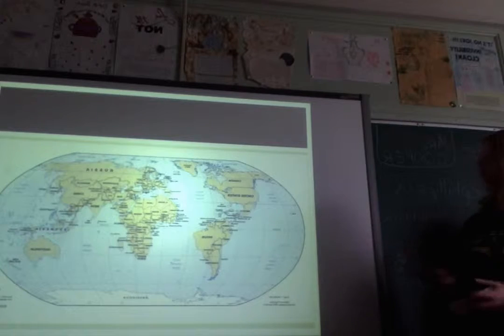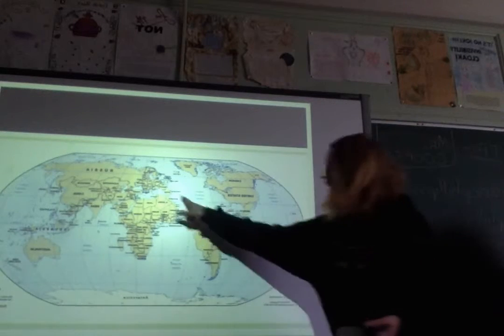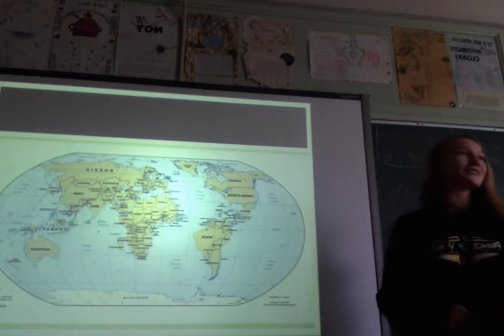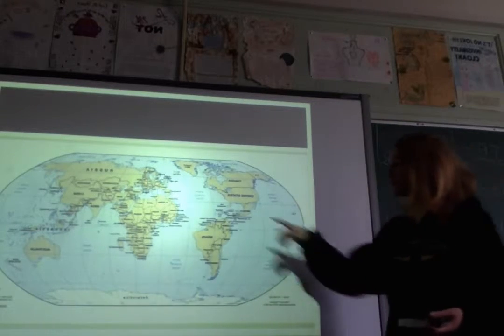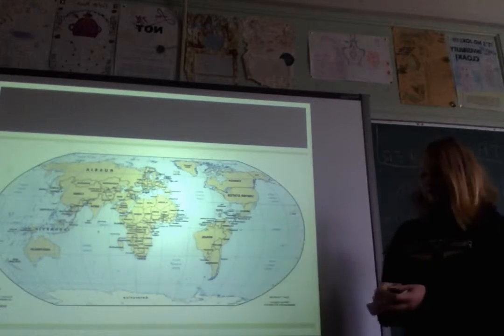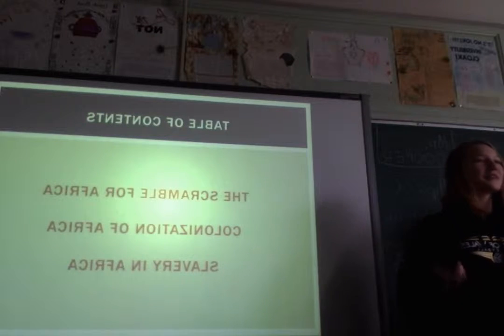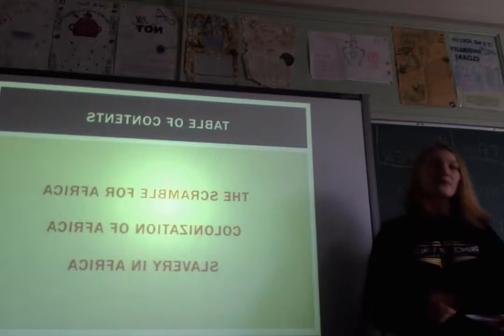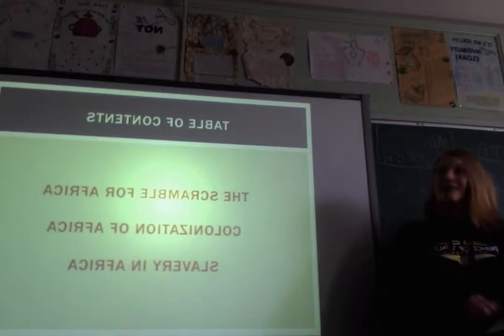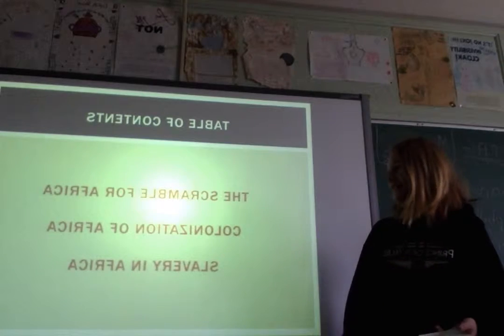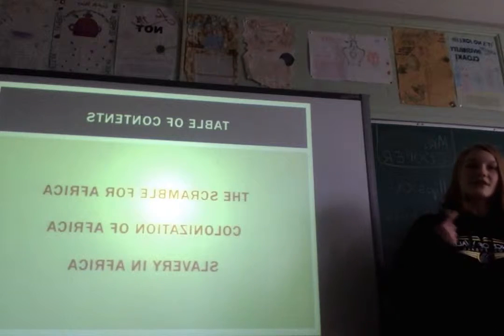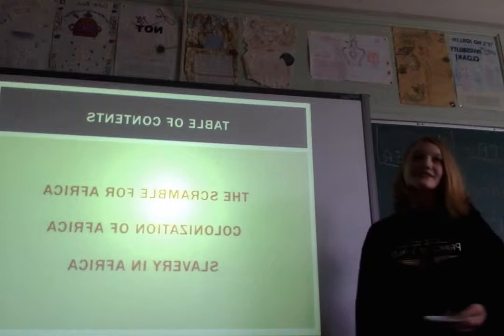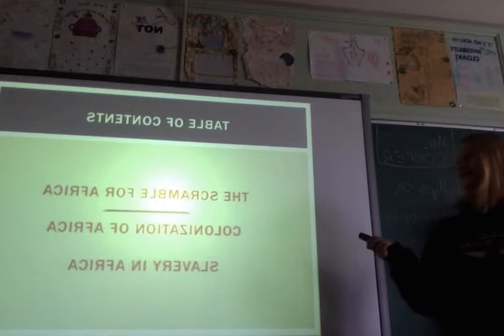So we're going to start with a map, just to give you an idea. Right here, Africa. And another place you're going to hear a lot about in our presentation is Europe, right here. So there's a map and our table of contents, what we're going to talk about in our presentation. We're going to talk about the scramble for Africa: what it was, when it happened, and why it happened. Then we're going to talk about colonization of Africa, what places colonized where, and then we're going to touch on slavery in Africa. So we'll start with the scramble for Africa.